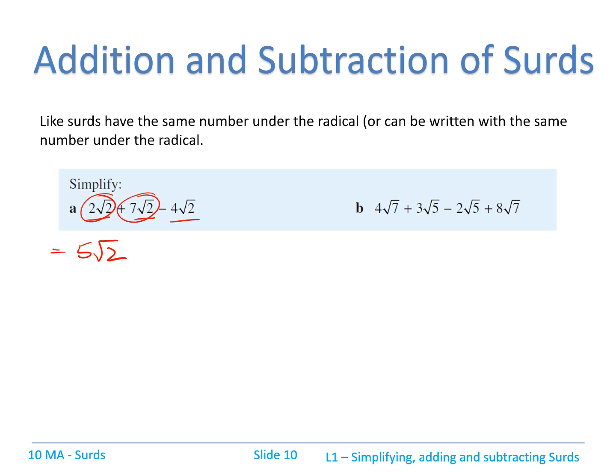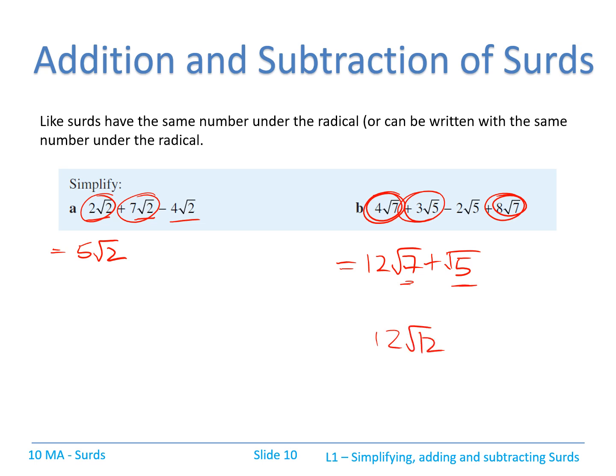They're not like surds. If we have a look here, I've got 4 root 7 and 8 root 7. If I have 4 groups of root 7, I add 8 groups of root 7, I've got 12 root 7. Here I've got 3 root 5, and I take away 2 groups of root 5. I've just got 1 group of root 5. You can't do anything else. You can't add these together. Sometimes students go 12 root 12 because they add what's under the square root. You can't do that. You can only add them if they're like surds.